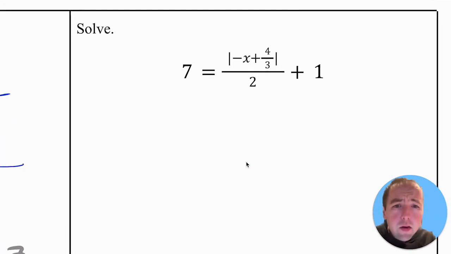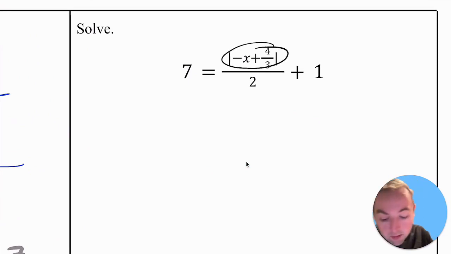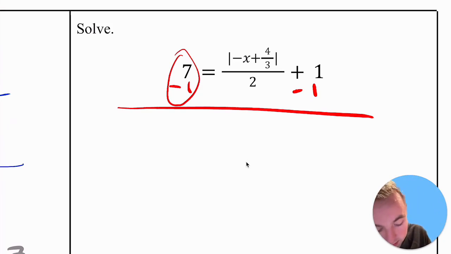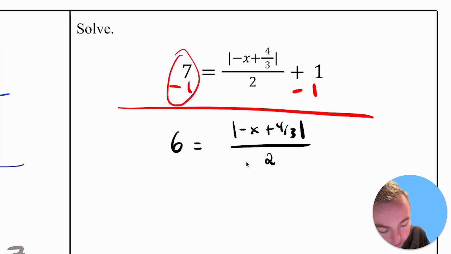We want to solve this equation for x, which is contained inside of the absolute value right there. So what we're going to do in order to get that alone is undo the dividing by 2 as well as the adding of 1. So the first thing that we can do is undo the adding, which we can do by subtracting 1. That's going to give us 6 on the left-hand side, which is equal to the absolute value of negative x plus 4/3, and that's all over 2.